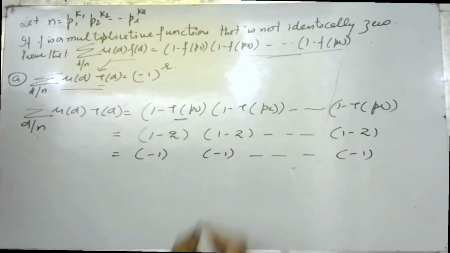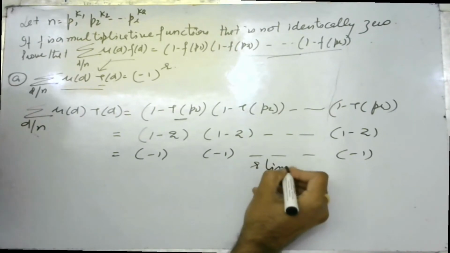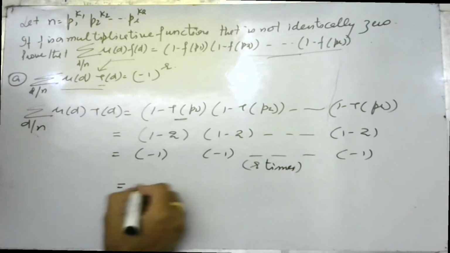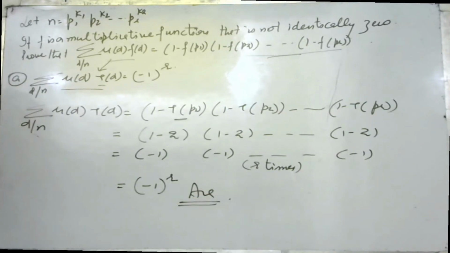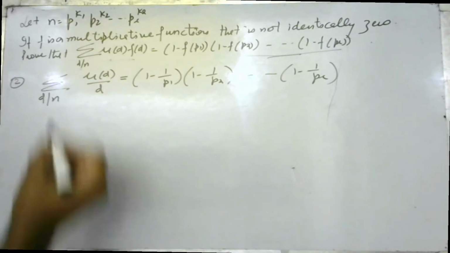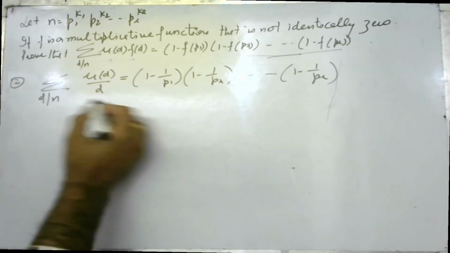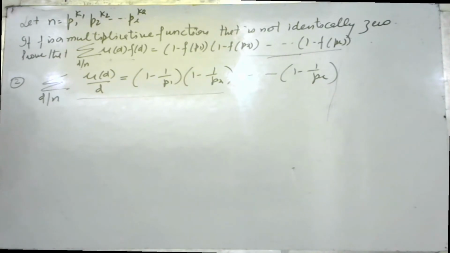And how many times will this minus 1 appear? r times. So its value is minus 1 power r, which is the desired answer. Another application of this formula is of this form. So we need to prove this.